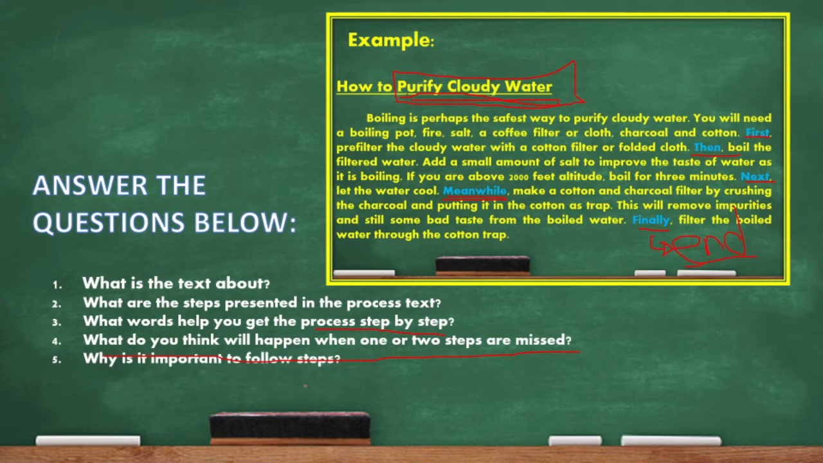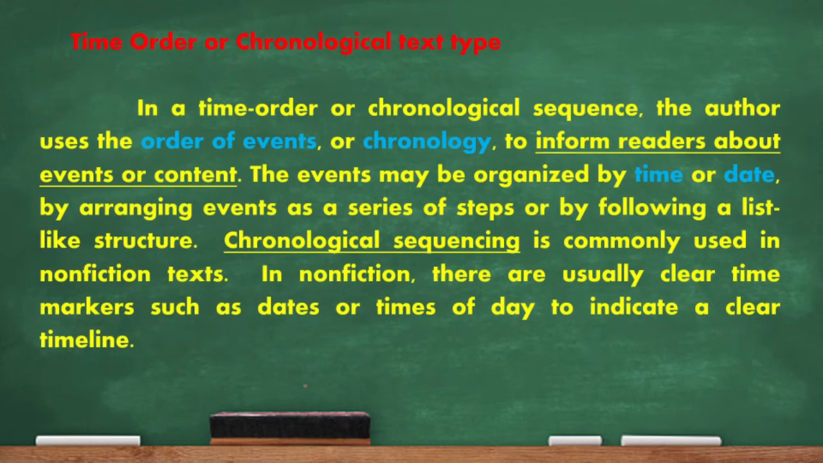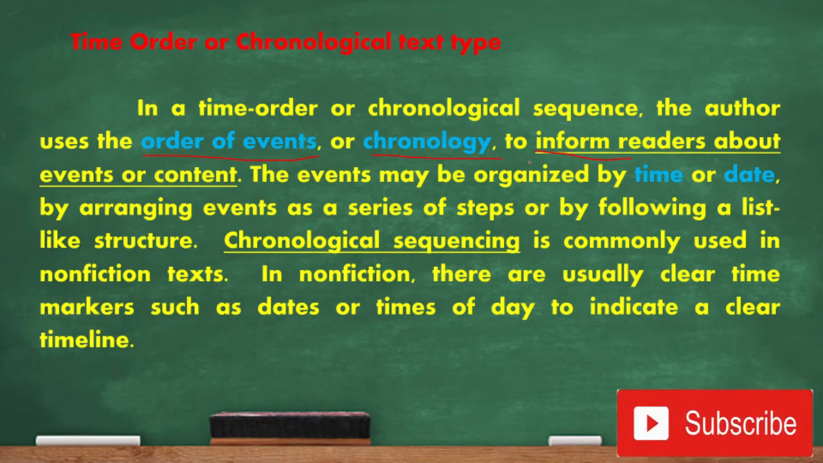Alright, so I hope that you have learned, and let's have this read. Time order or chronological text type. In a time order or chronological sequence, the author uses the order of events. We call it chronology to inform the readers about events or content. And in our situation, the example that we have read is an example of an informative text. The reason why it is classified as informative text or expository text is because it gives the information on how to do specific things.